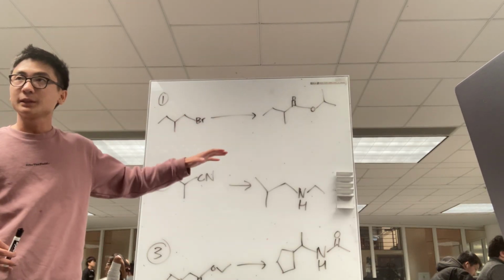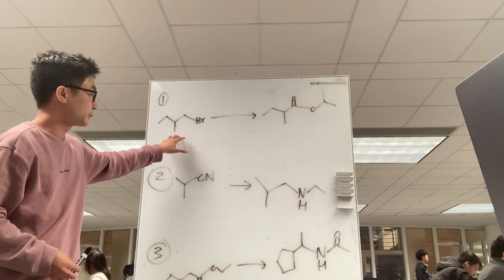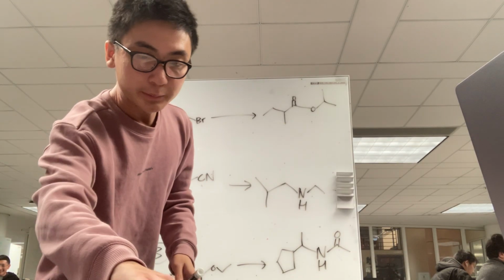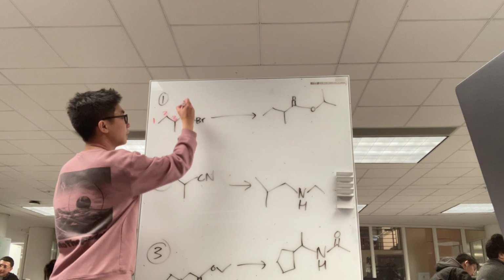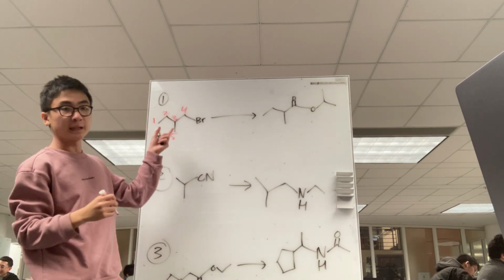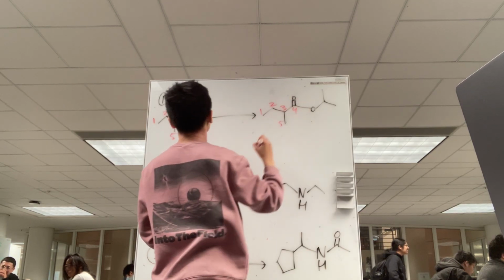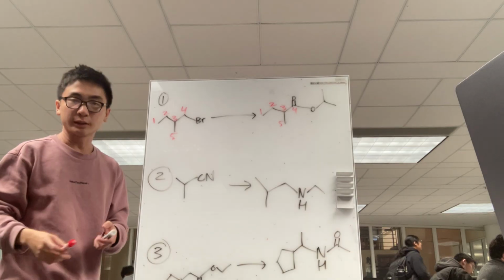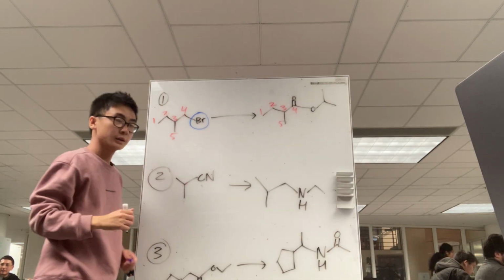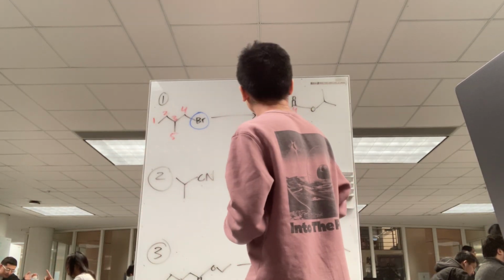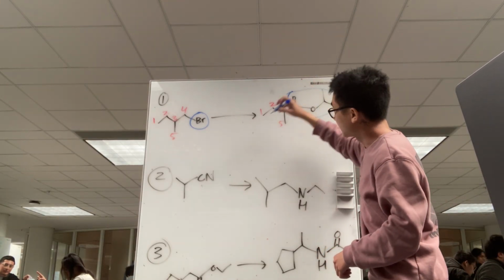So for synthesis problems, the first thing I do is find the similarities between the reactant molecule and the product molecule. I'm going to number this 1, 2, 3, 4, 5 to show that this exact 1, 2, 3, 4, 5 is this 1, 2, 3, 4, 5, like that. Now I look at the differences. The reactant molecule has a bromine on carbon 4. The product molecule has an ester on carbon 4 directly.